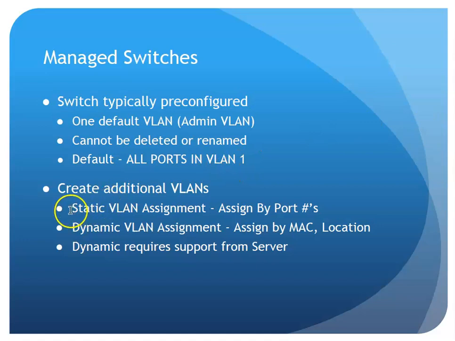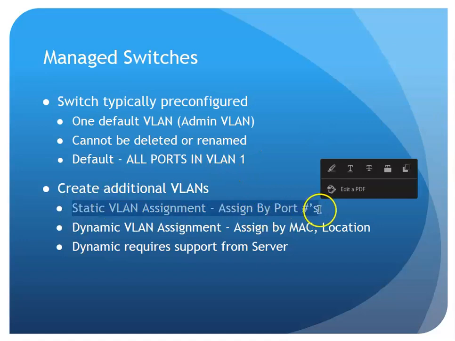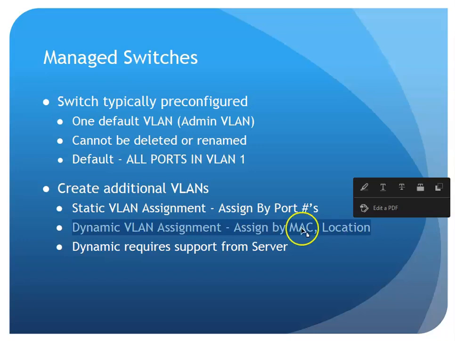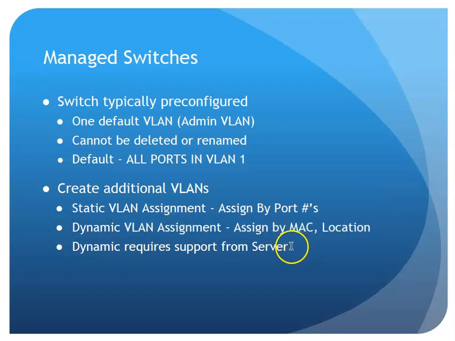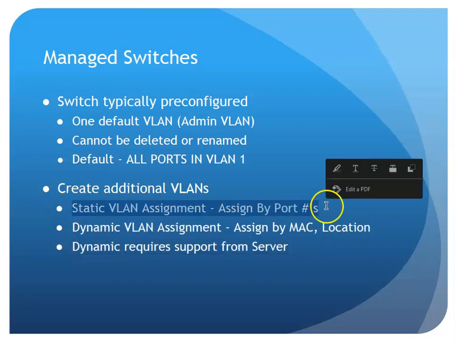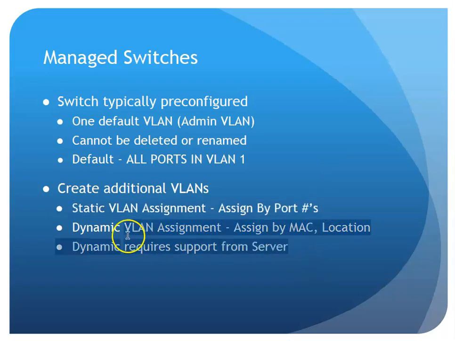We can do static VLAN assignment where we assign ports to the VLAN, or I could do dynamic VLAN assignment where I would assign maybe by MAC address they belong to a certain VLAN. Now, dynamic requires the support of software or a server to help with this. We are going to focus on static VLAN assignment in our labs, just for simplicity at this point. But just be aware there is a dynamic VLAN assignment, but it requires additional equipment, additional software to do so.